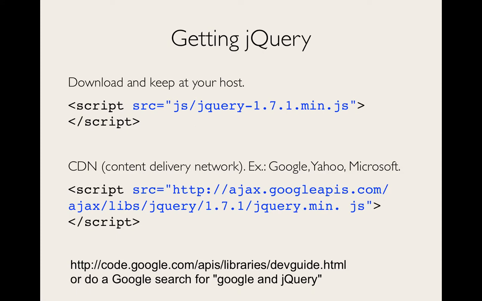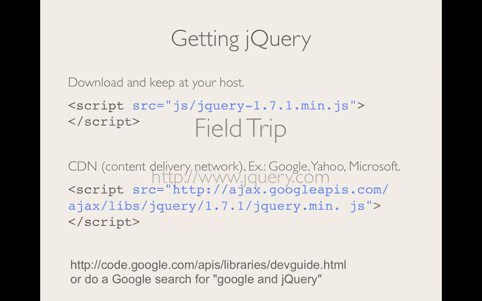A lot of places like Google and Yahoo and Microsoft host popular software like jQuery. Usually you call those places content delivery networks or CDNs. They're very, very nice. They gave you a link at the bottom down to the Google CDN. It hosts many more libraries than just jQuery. You can also go to Google search and just search for Google and jQuery and find that same page. But the end result is we're going to download or link to this library of jQuery.